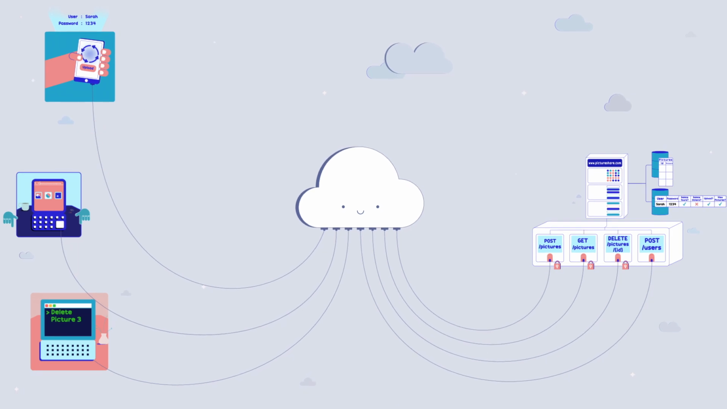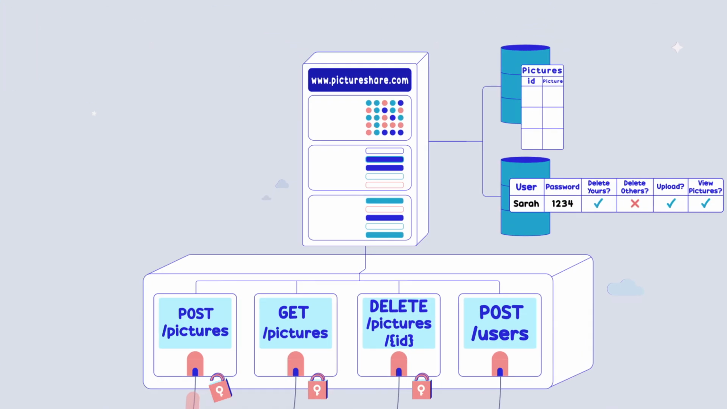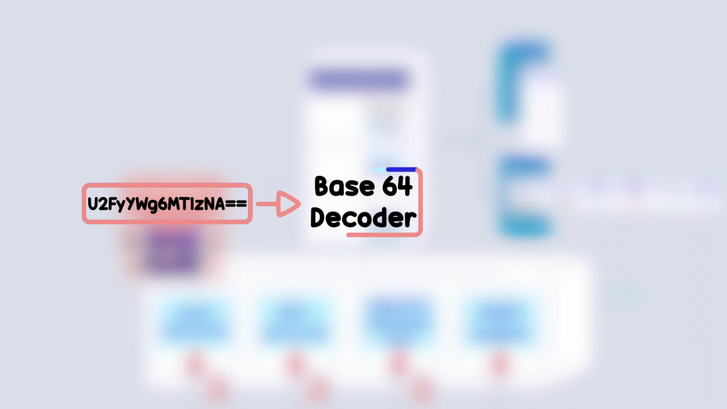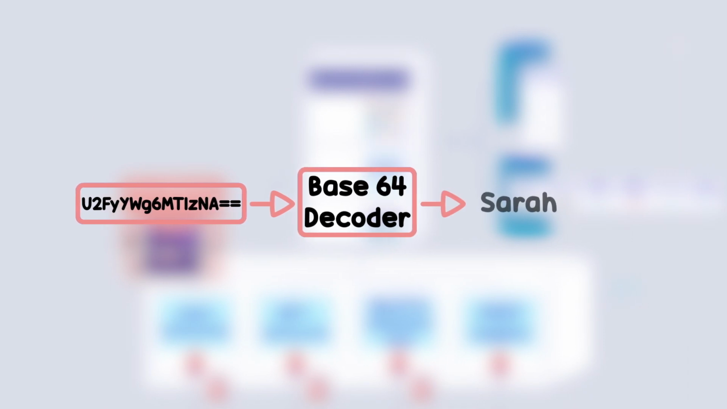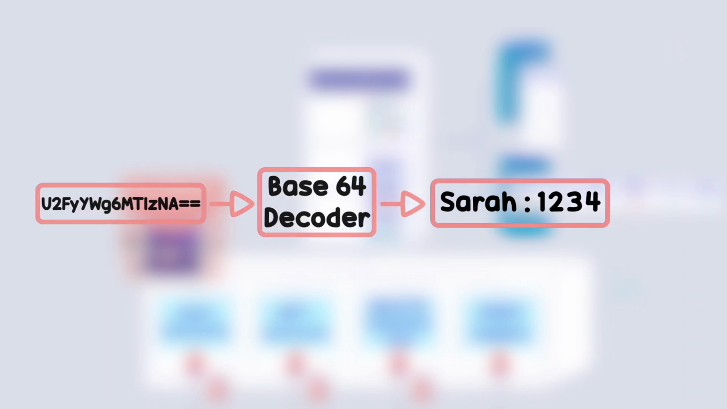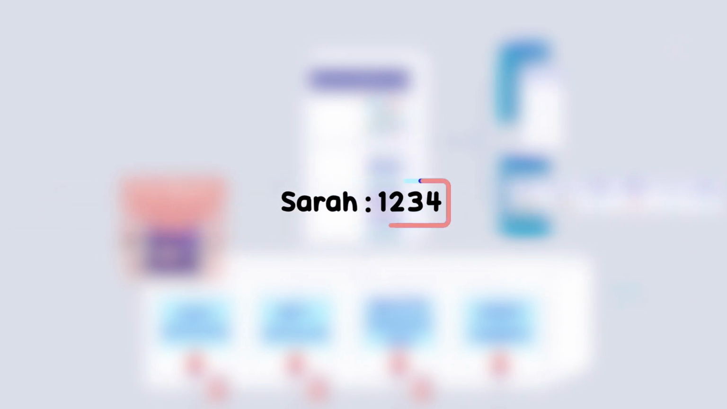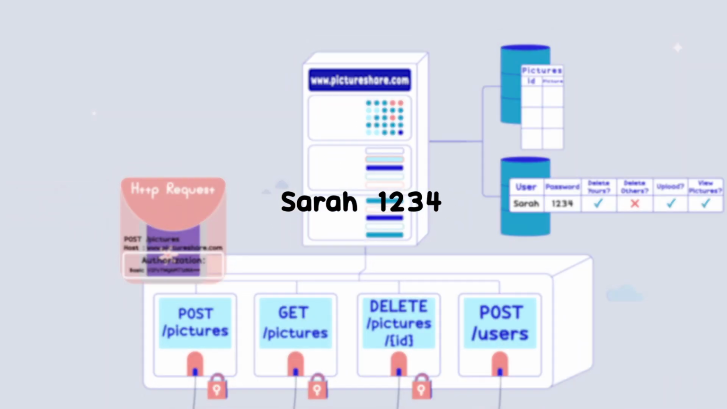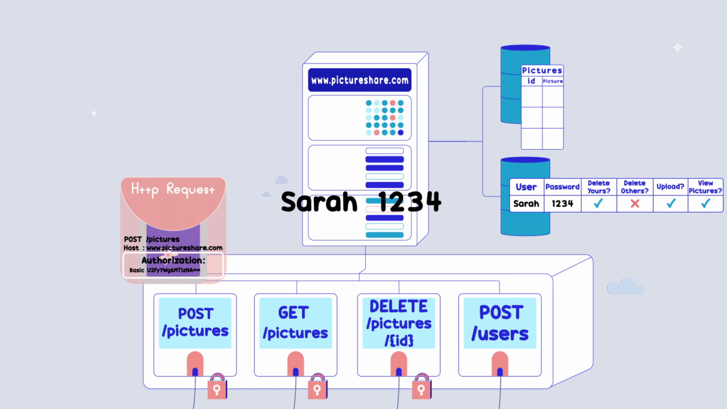Now when any request arrives the server, it will let in only those having the authorization header. So the server will pick the value and omit the prefix. Then it will base 64 decode the string. Now it will split it by colon to get the username and password. Then it will look up the user to check his authenticity.